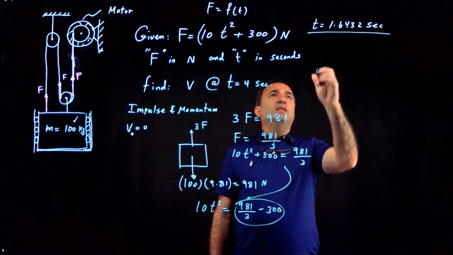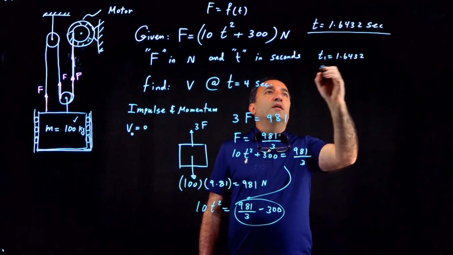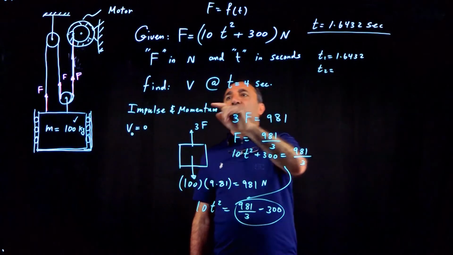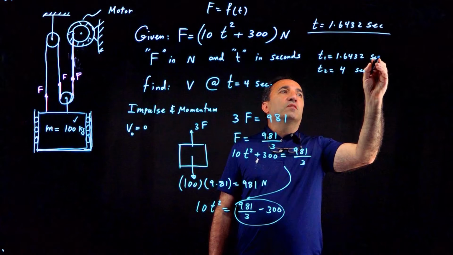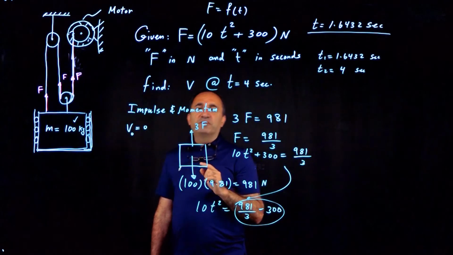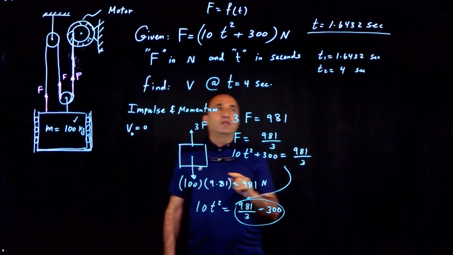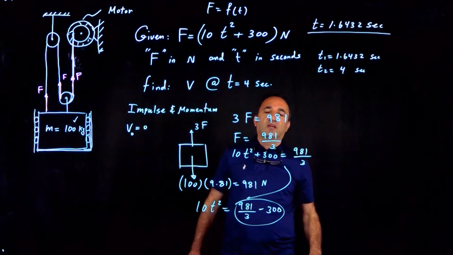So now what does that mean? Our t1 is 1.6432 and our t2 is equal to the time at which we want to calculate the speed. These are in seconds, of course. So this is what we have to be careful about. The impulse then has to be calculated over this time period, not from 0 to 4 seconds.